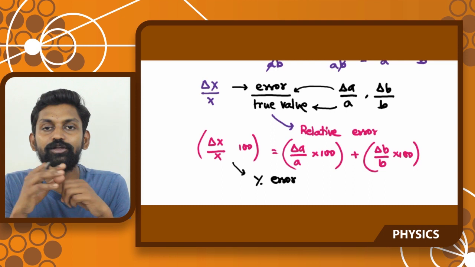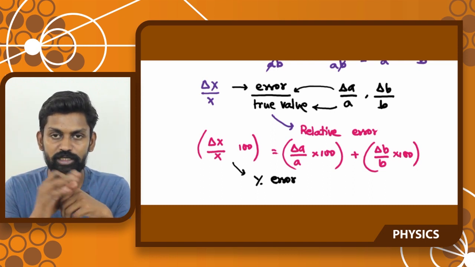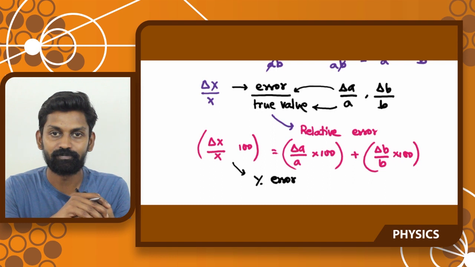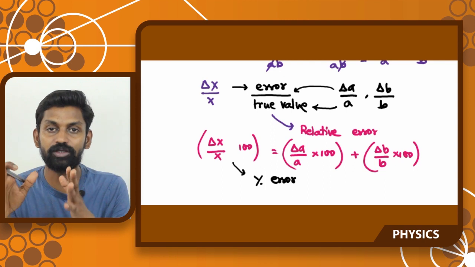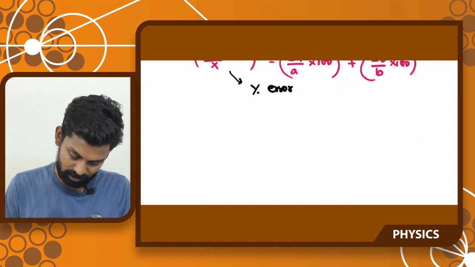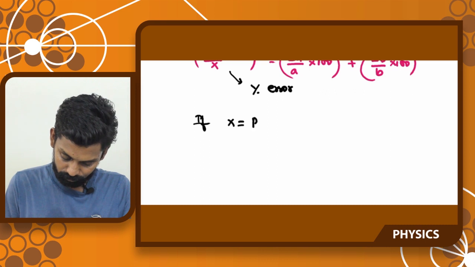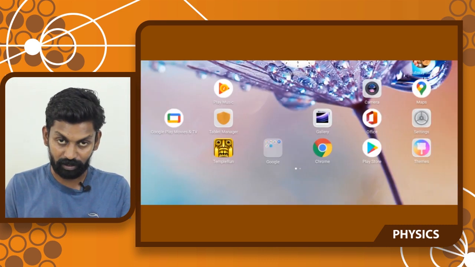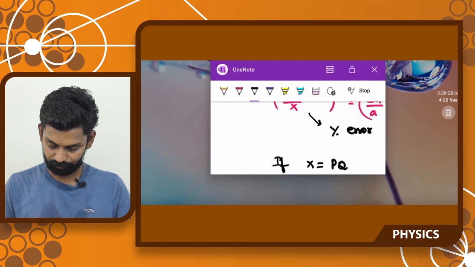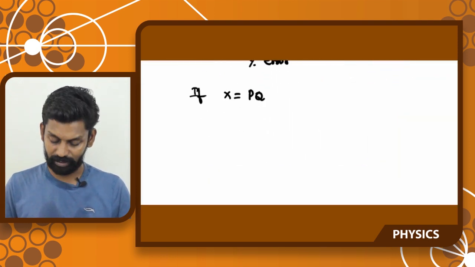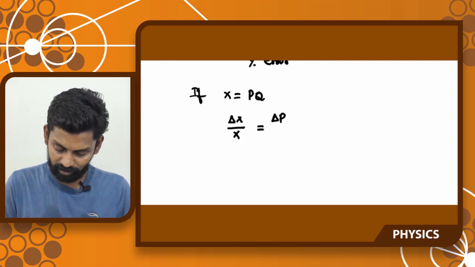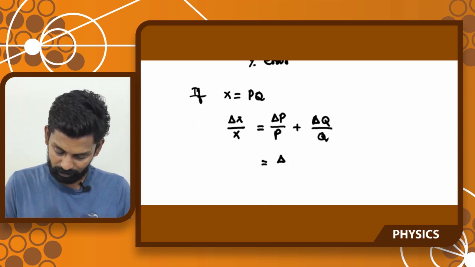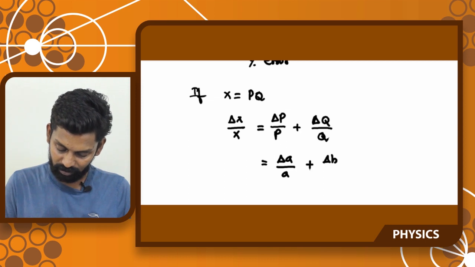Okay. So when you are multiplying two terms, two physical quantities P and Q are multiplied to give X, the relative error in X is equal to the sum of relative errors of P and Q. So if X is equal to PQ, I am just writing down the result. The relative error in X, delta X by X, is equal to delta P divided by P plus delta Q divided by Q, which is nothing but delta A by A plus delta B divided by B.